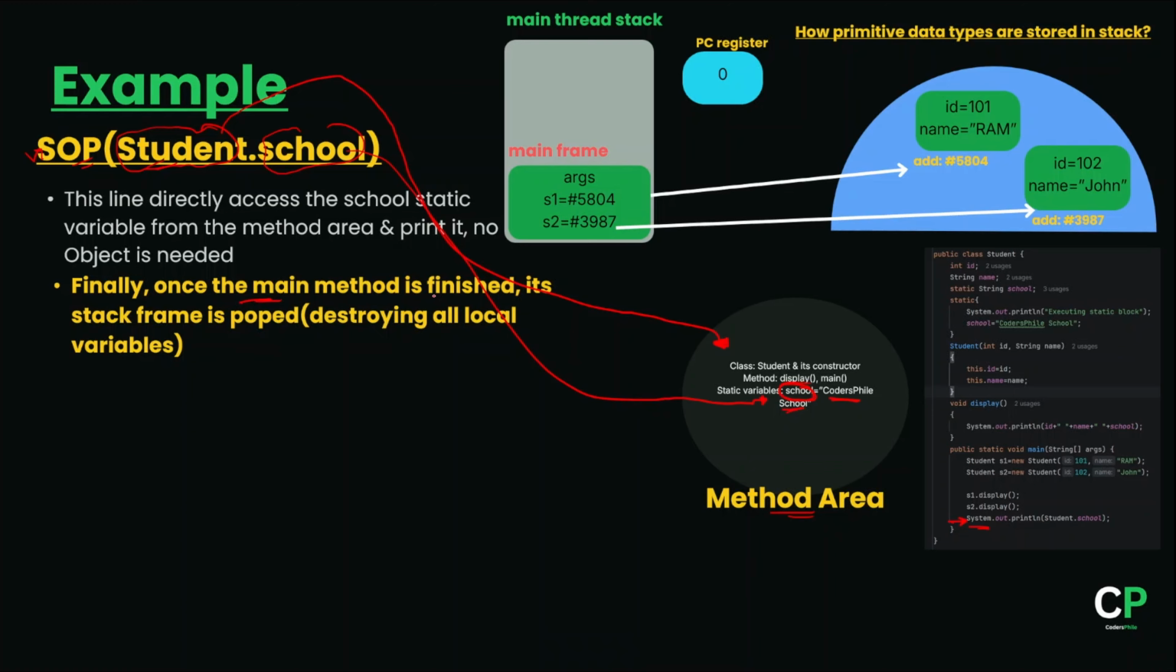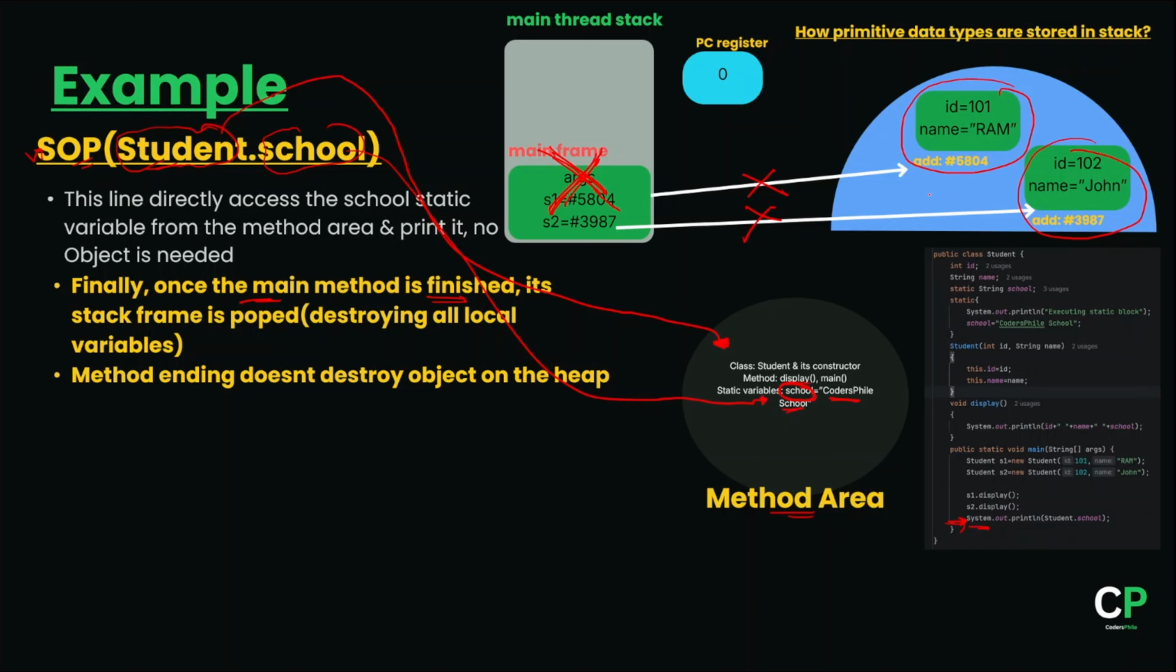Once the main method is finished, its stack frame is popped and it will destroy all the local variables. So once the main method ends, its main frame is popped from the stack, it will be destroyed, and all the local variables will be destroyed. But the method ending does not destroy all these objects that are present in the heap. So these are the objects that are present in the heap.